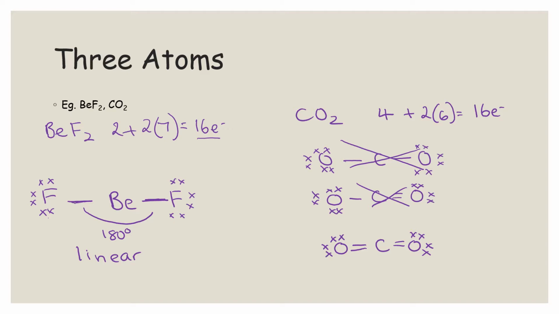Now in terms of molecular geometry, a double bond counts as 1 bonding pair. So in this particular case we have 1, 2 bonding pairs around the central atom, the same as the previous example. To spread those bonding pairs as far apart as possible, you would have a bond angle of 180 degrees, which means you have a linear shape. So for 3 atoms with 2 bonding pairs, you end up with a linear shape.